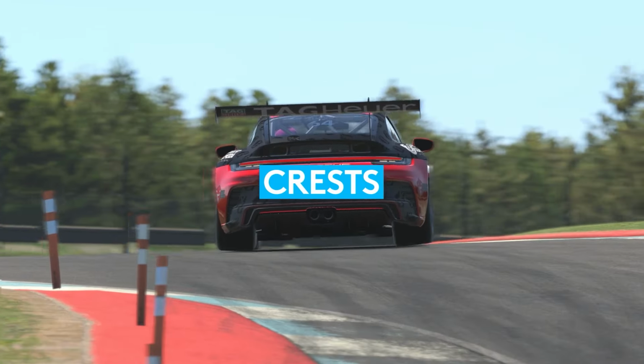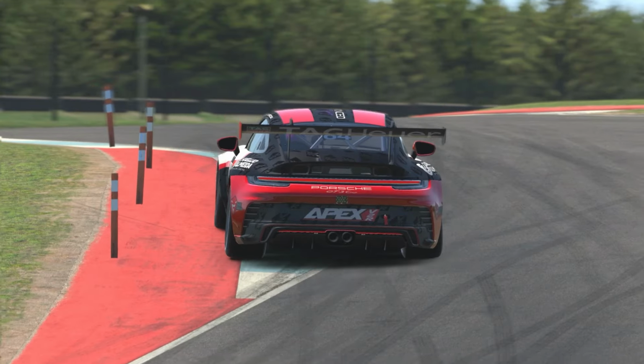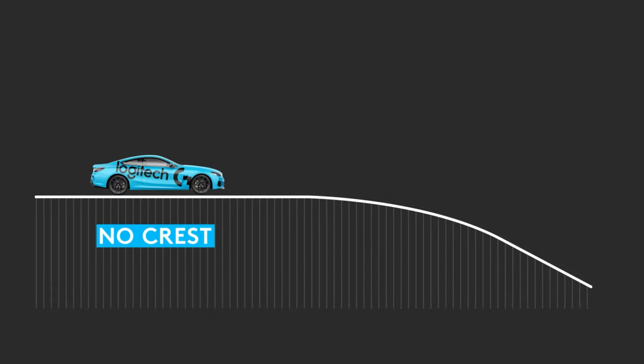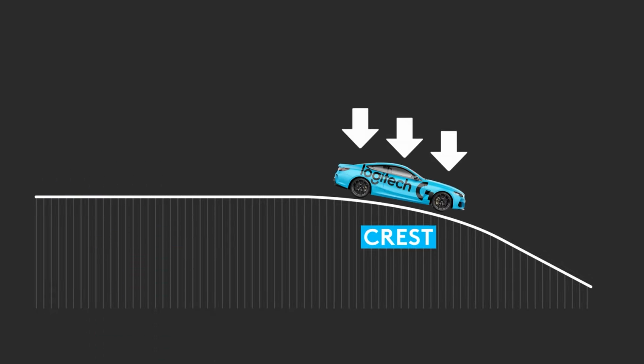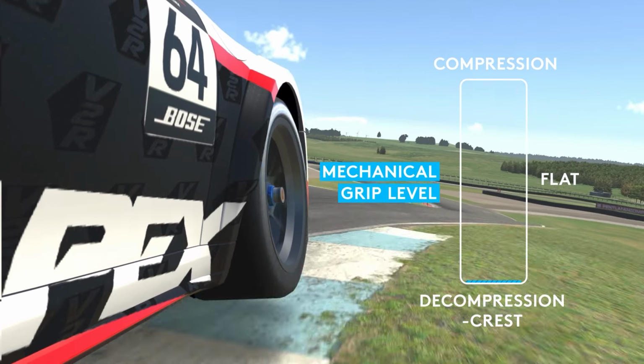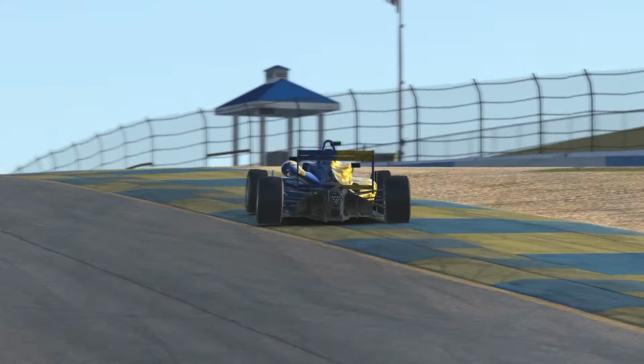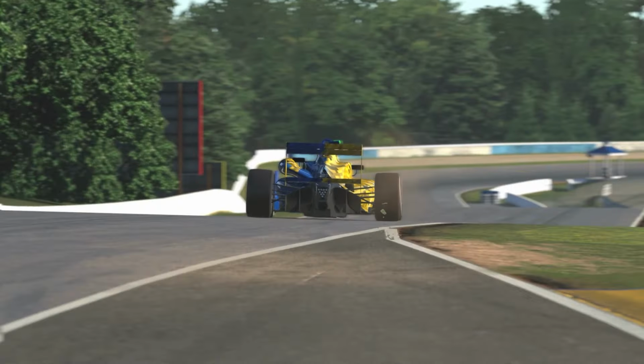Crests, or decompressions, are the opposite of compressions, where the track starts going further down and we start falling away from it, making the car lighter and decreasing contact between the tires and the track. There will be less mechanical grip available and we should be more patient. We will need to turn less, accelerate less, and brake less.